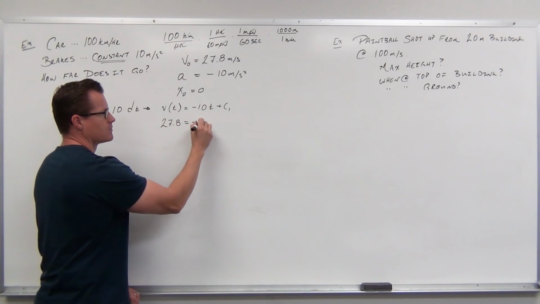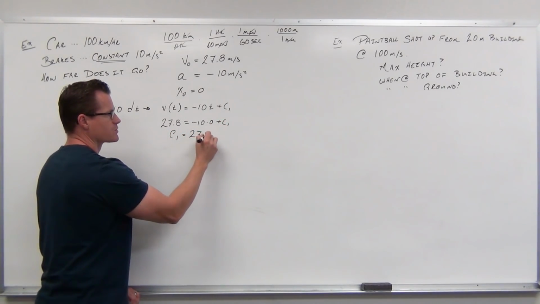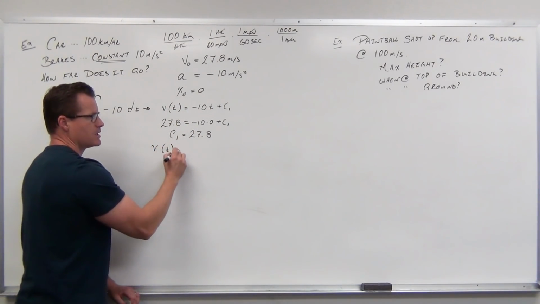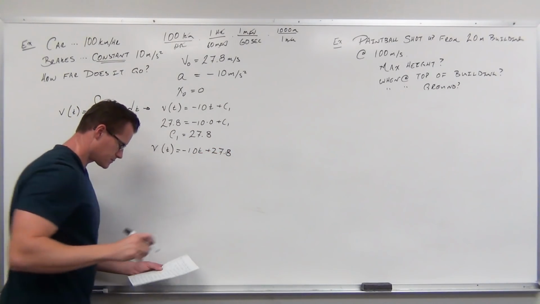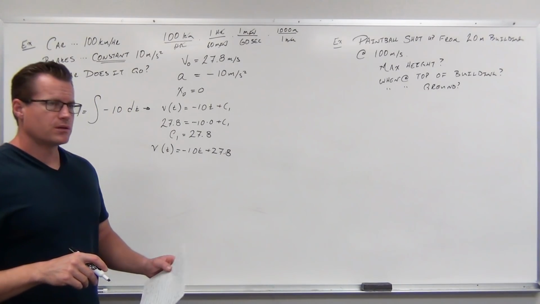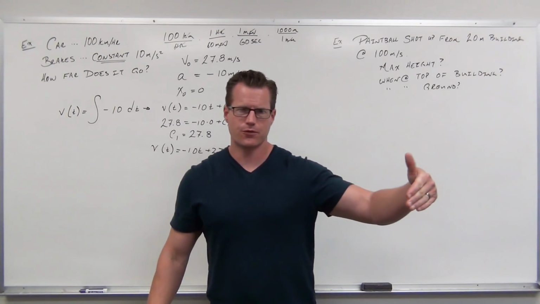That's going to be 0. So c1 equals 27.8 meters per second. No problem. Let's put that back in there. So our velocity function is now negative 10t plus 27.8. That's looking good so far. Now, we're also looking for how far we go before we stop.